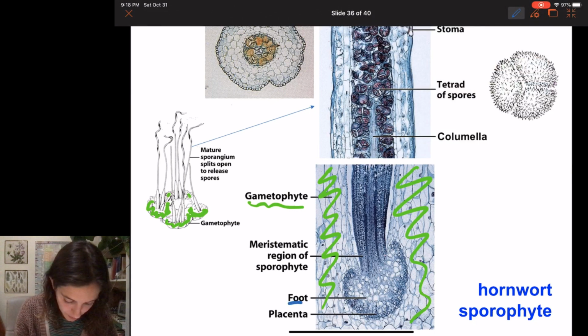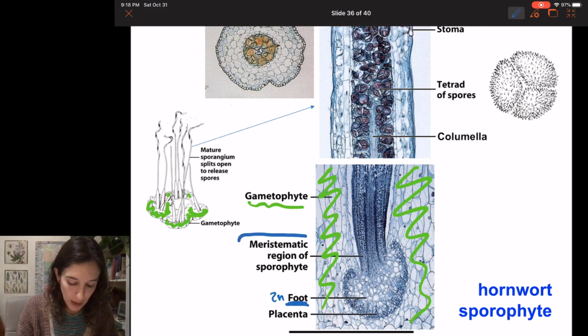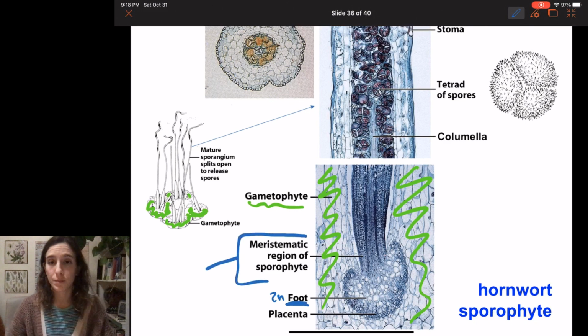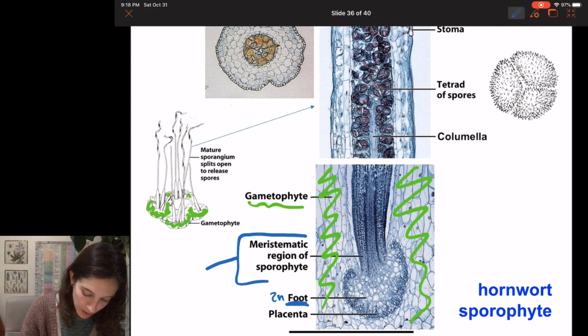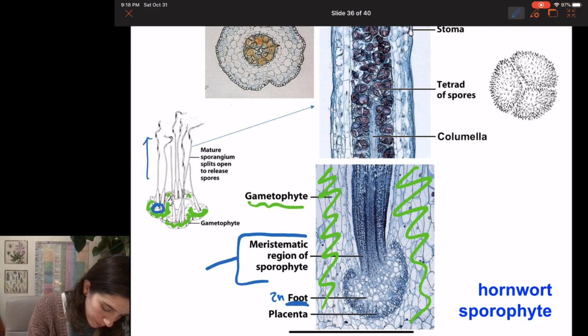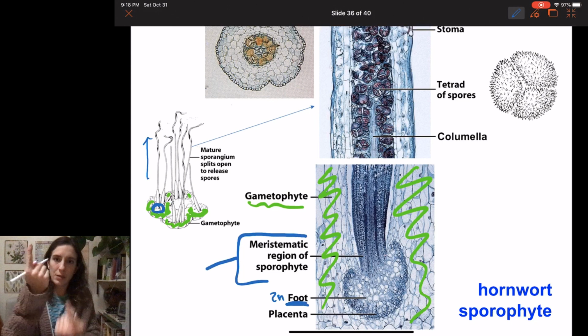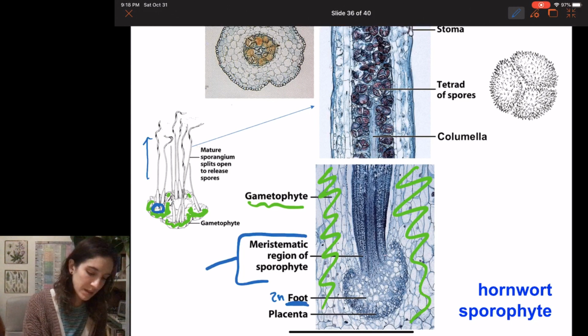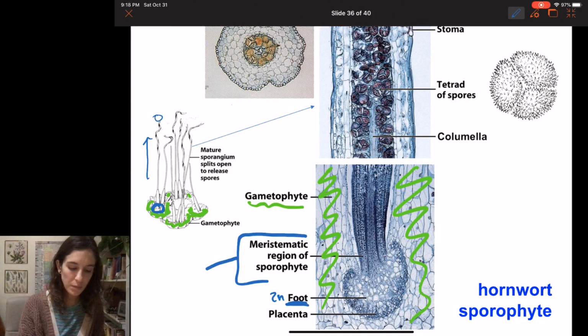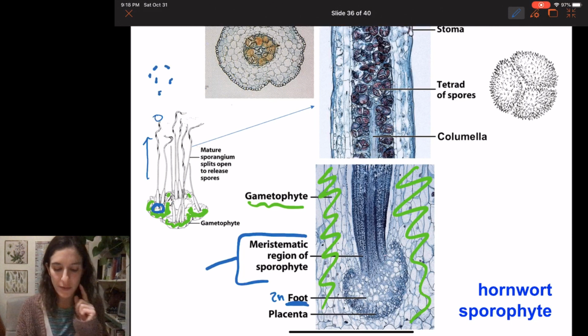So the foot of the sporophyte. Technically this is the beginning, or the base, of the sporophyte. But this is where we've got the meristematic tissue. So we've got a basal meristem at the base, right here at the very bottom. And then as you go up, since the whole thing is getting pushed up, we've got our oldest cells up here, and they're releasing spores everywhere.